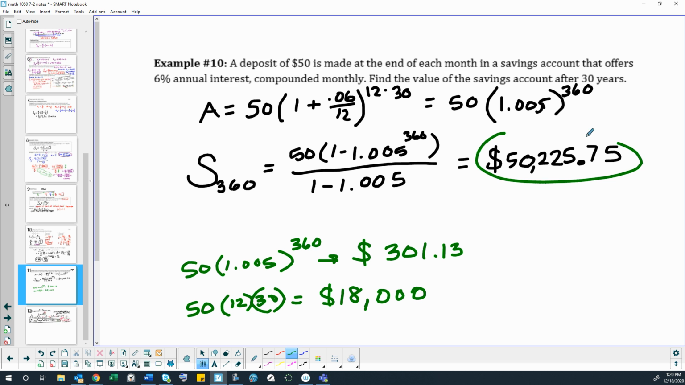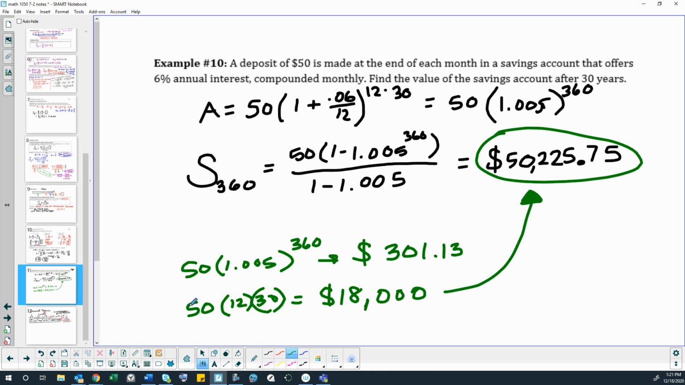This number comes from actually taking that $50 a month, putting it into an account that gives you 6% interest per year. That $18,000 that you would have put into it becomes $50,000 because of interest. So hopefully you can see a little bit better the power of savings, the power of interest, and the importance of starting to save even now in your youth for the future.